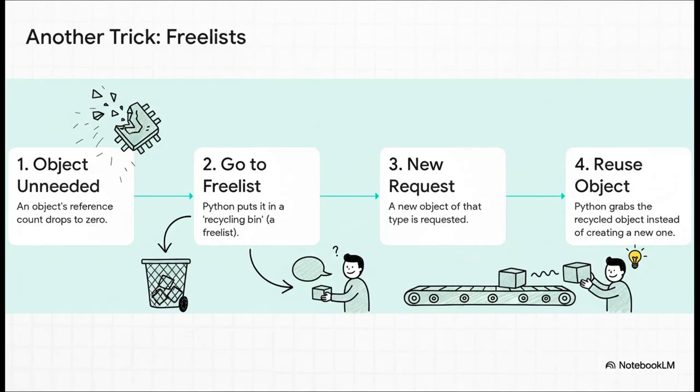Another one of these cool tricks is something called a free list. The best way to think about this is like a private recycling bin for certain objects. When an object's reference count hits 0, instead of giving that memory back to the operating system right away, Python might just toss it onto a free list. Then, the next time you need a new object of that same type, Python can just grab one from its recycling bin. It's way faster than having to ask the OS for brand new memory every time.